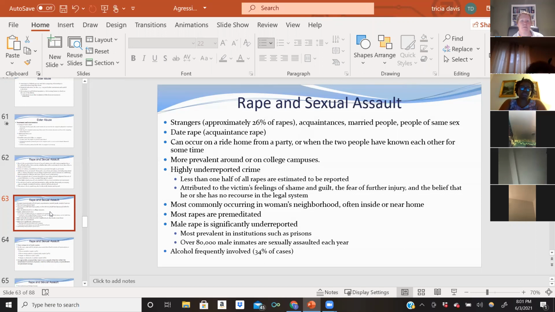They do say that most of these crimes occur in a woman's neighborhood, often inside or near their home. Most rapes are premeditated, and then male rape is significantly underreported. Male rape is something that is more prevalent in institutions such as prisons, and it's estimated that over 80,000 male inmates are sexually assaulted each year. And then about 34% of all rape cases, there is alcohol involved.